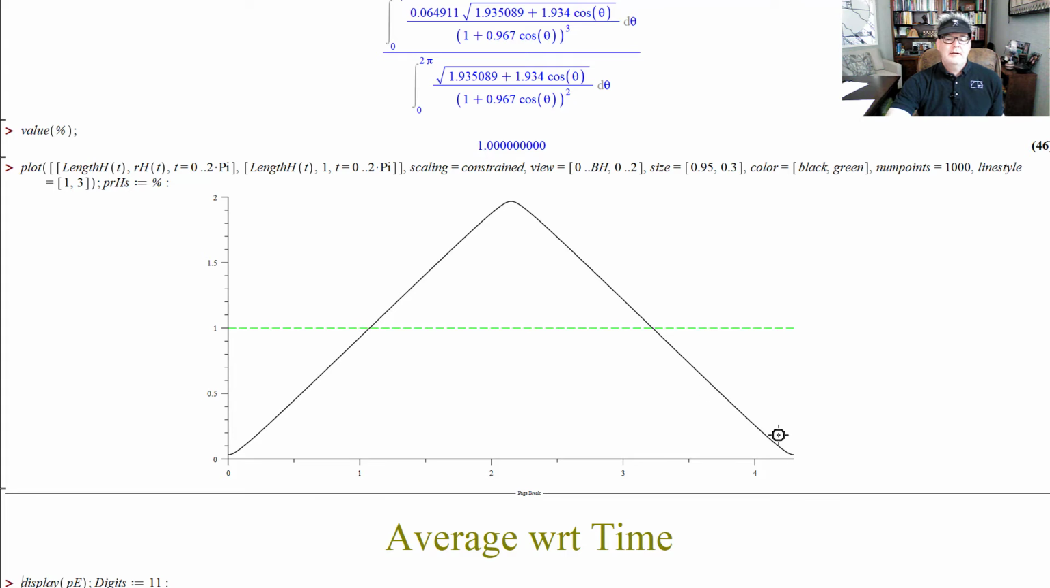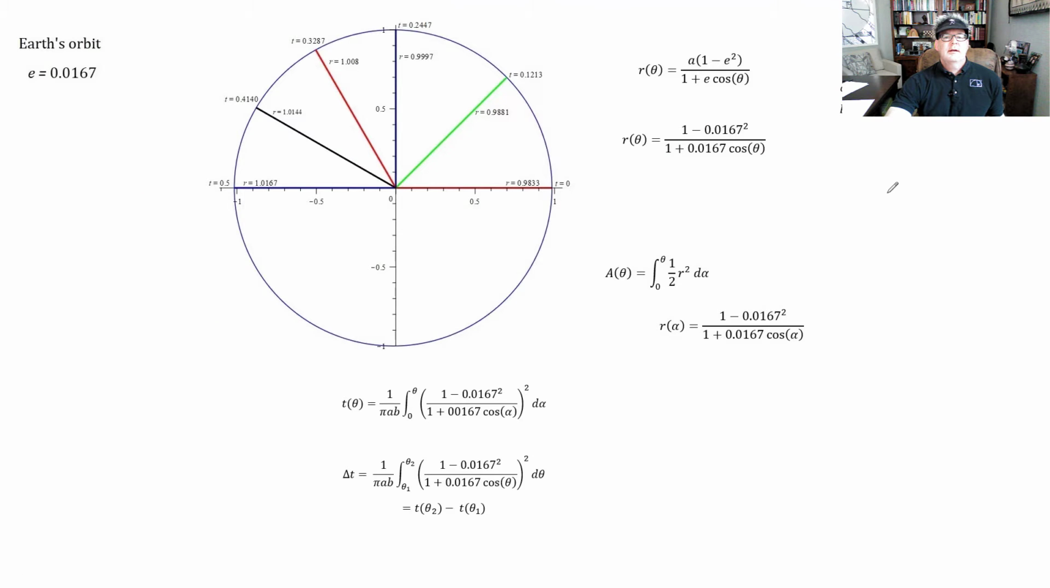And the plot of r as a function of s. Next, we're going to look at the average with respect to time. That might seem reasonable, right? So how far away are we from the sun with respect to time? Here we'll have to use the fact that the planets will sweep out equal areas in equal amounts of time.